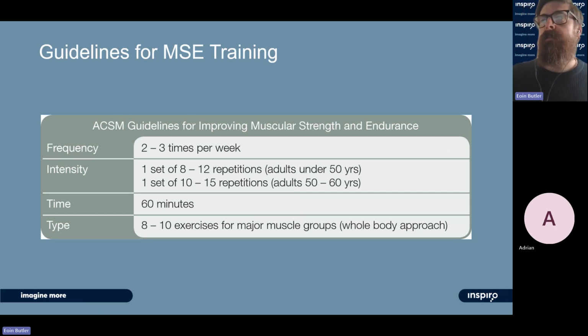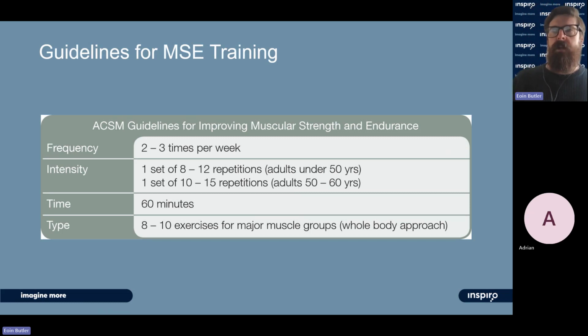Time, about 60 minutes, about an hour per session. And the type of exercise we're doing, 8 to 10 exercises for major muscle groups with a whole body approach. Now, as I said, this is very, very basic. I would never do a session like that with a client. Okay, I would never just do 1 set. I would always do a minimum of 2 sets, because we want to see in that rest period, how did the weight feel? Can we push a little bit more? Do we need to take a bit off for set number 2? And then we'd build from there.